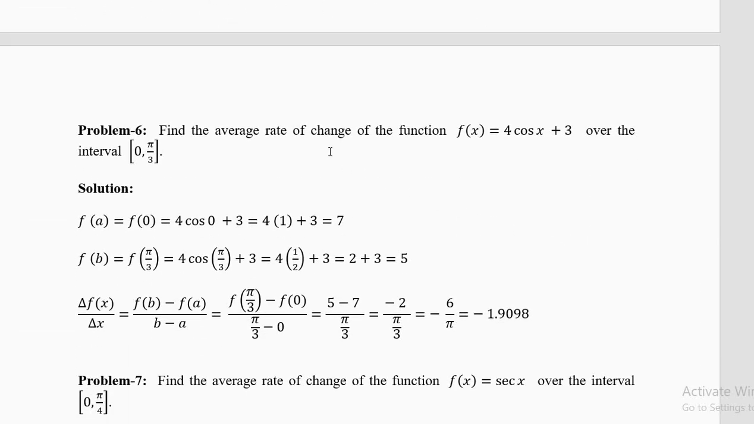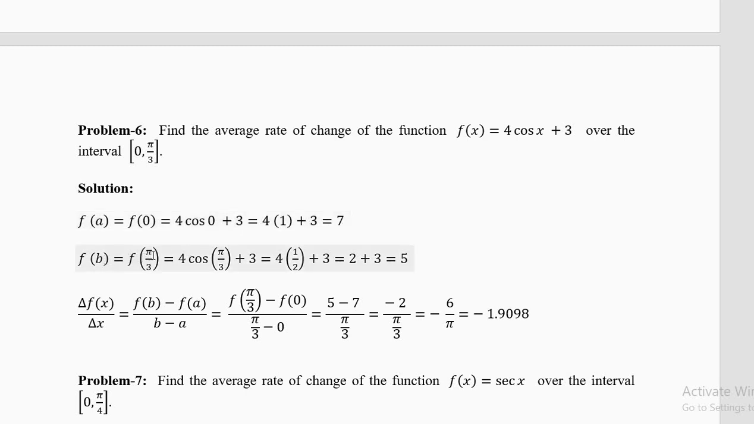Find the average rate of change of the function f of x equal to 4 cos x plus 3 over the interval 0 to pi by 3. A equal to 0, b equal to pi by 3. F of a equal to f of 0, 4 into cos 0 plus 3. Cos 0 is 1, 4 into 1 plus 3. 4 plus 3 is 7.